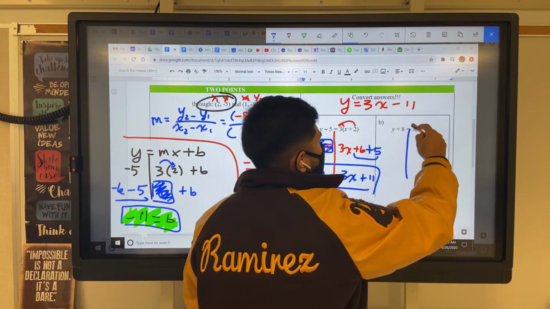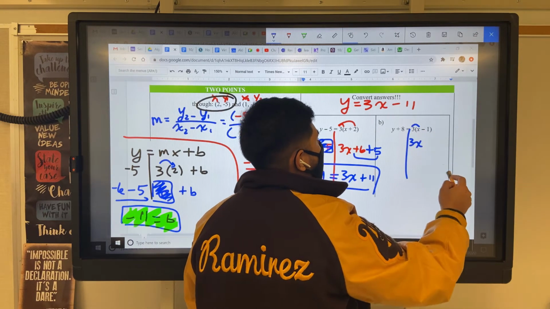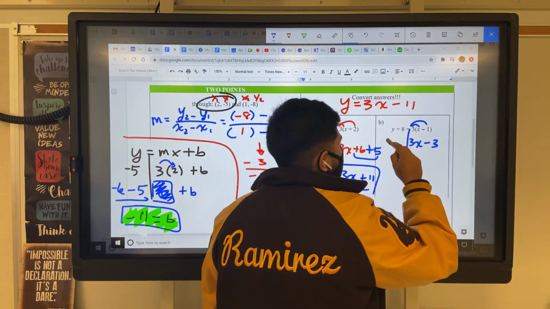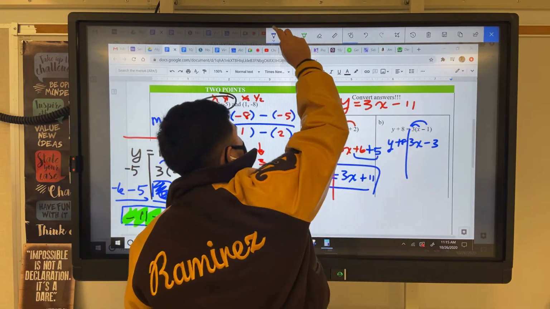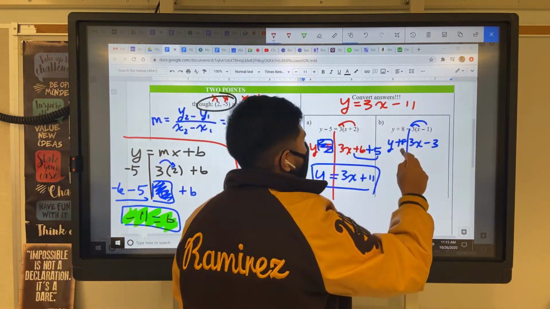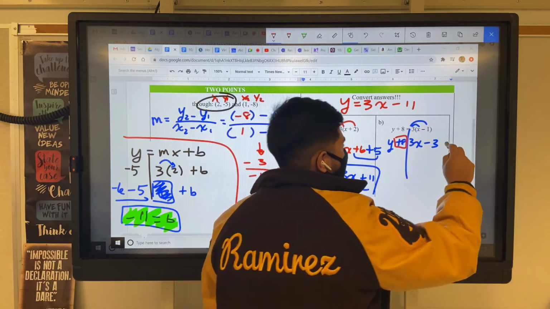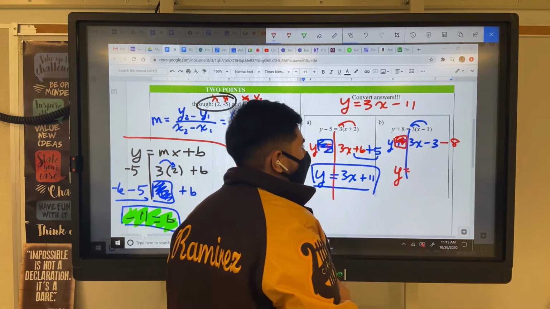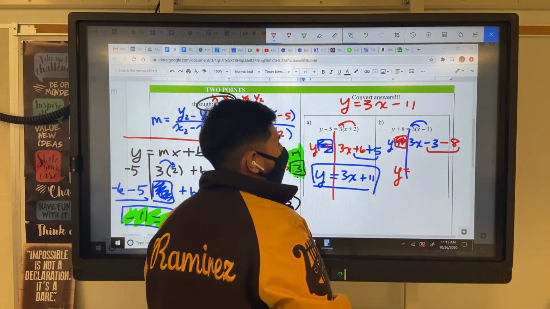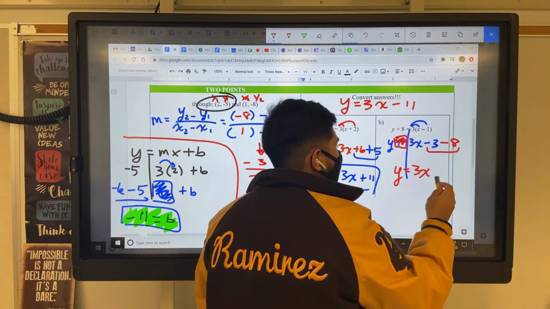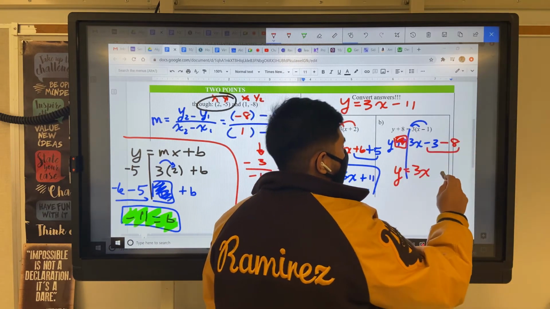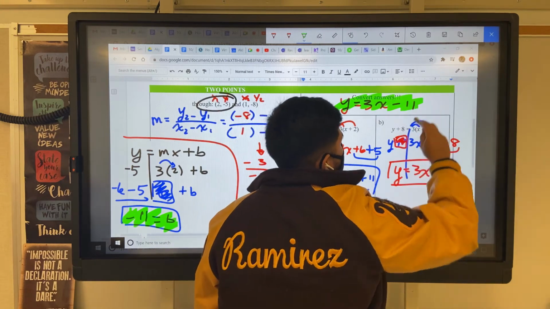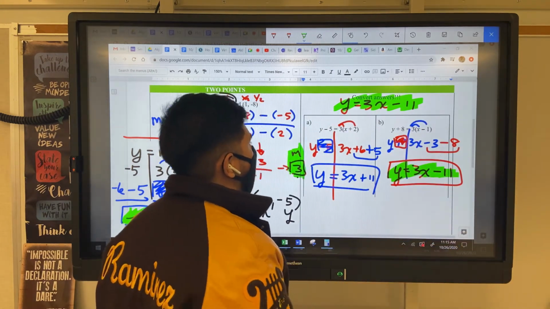Okay. 3 times x, 3x, 3 times -1, -3. Bring down the y plus 8. We need to move the positive 8. Moving the positive 8 makes it -8. Now we got my y equals. Of course, same thing. -3 and -8 are partners. Make sure you read it correctly. -3 minus 8, -11. Is this the same as this? Yes, it is. So my answer would be B.